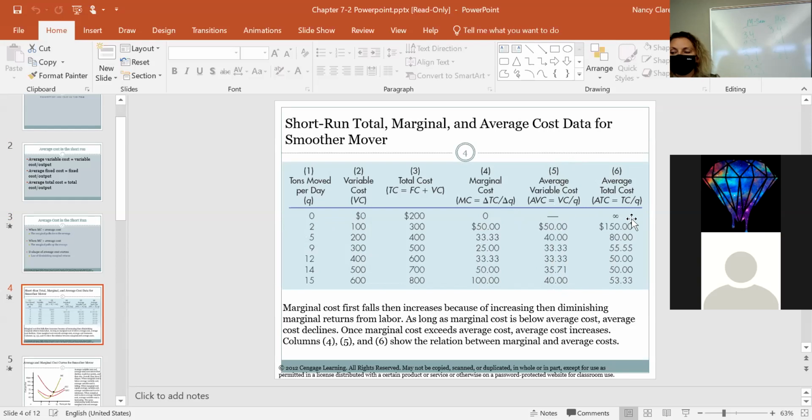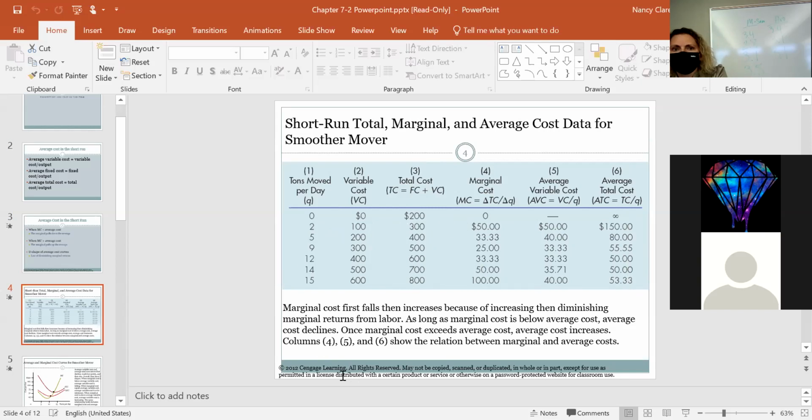Your average total cost curve, you're going to take your total cost and divide it by the quantity. So 300 divided by 2 gives me 150. 400 divided by 5 gives me 80, and so on and so forth. You should expect these to go down and then go back up. If your numbers do not go down and then go back up, you've calculated something wrong, and you need to go back and double check that. That's going to be your first double check when you're doing the worksheet that's due on Friday.